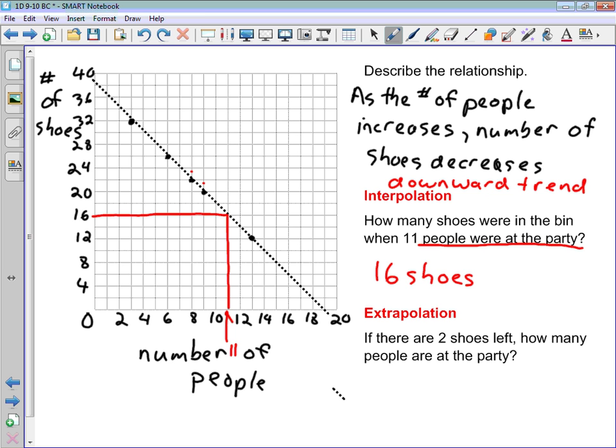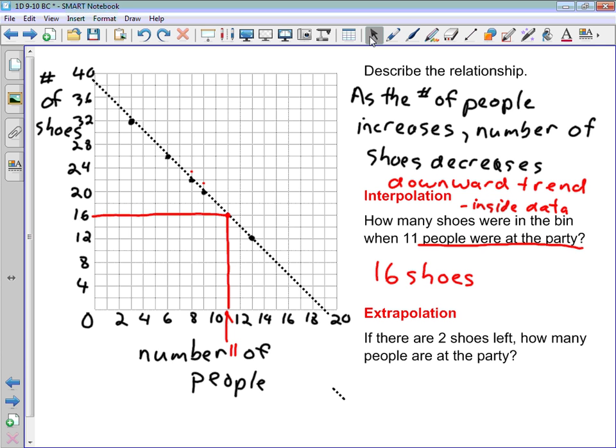Now this is called interpolation because it is inside the data that we've plotted. We've got these black data points on either side of this point that we've got in the middle here. Okay, we've got this point here and this point over here. So it's kind of inside the data. Our next question here is an example of extrapolation. If there are 2 shoes left, how many people are at the party?